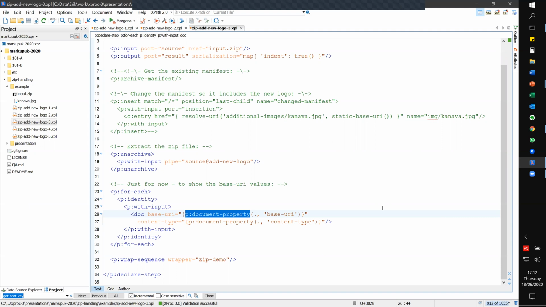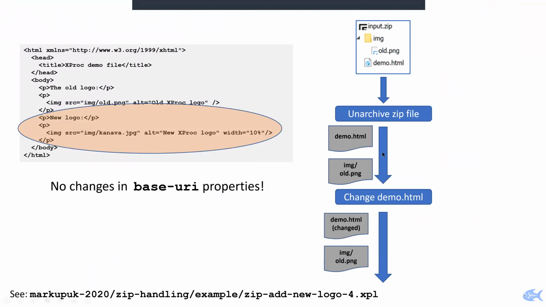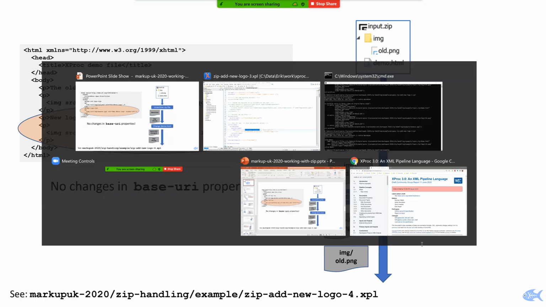We now need to change them. At least we need to change the HTML file. How does that work? So we have the unarchived files, and we push them through a step that changes the demo HTML file. What comes out of there is the demo HTML file changed and the PNG file unchanged. And what we do with the change, we add these pieces of HTML there. Now, how does that look in code?